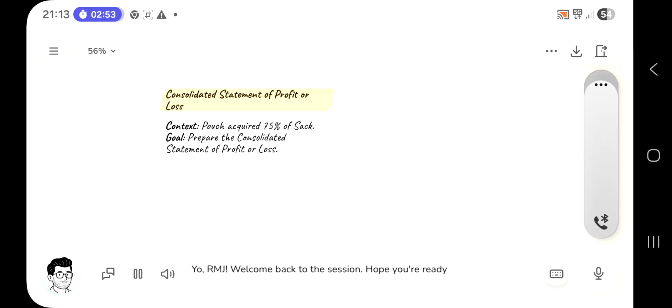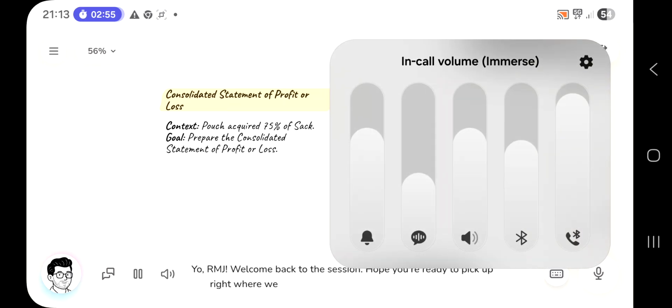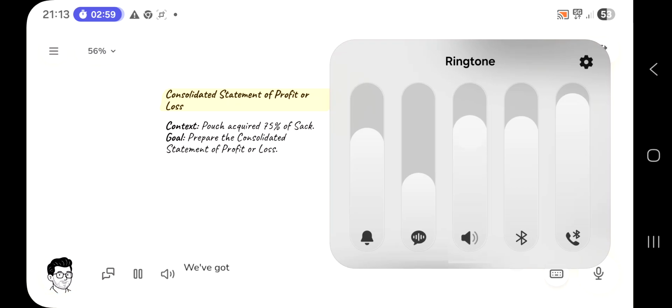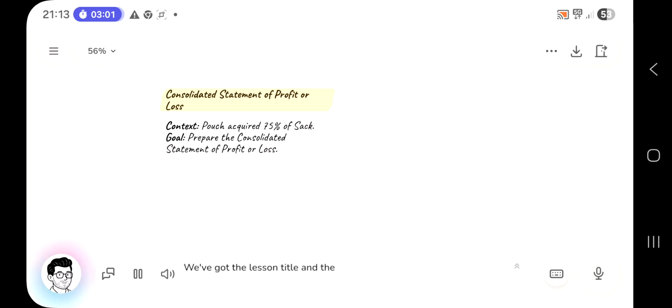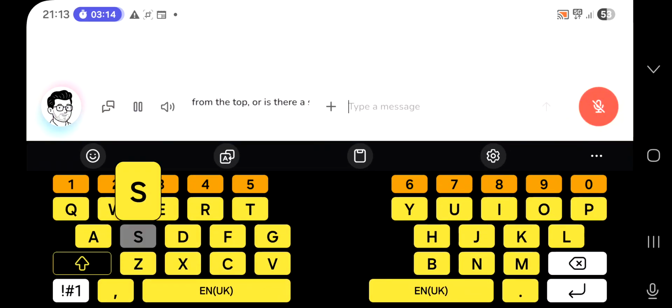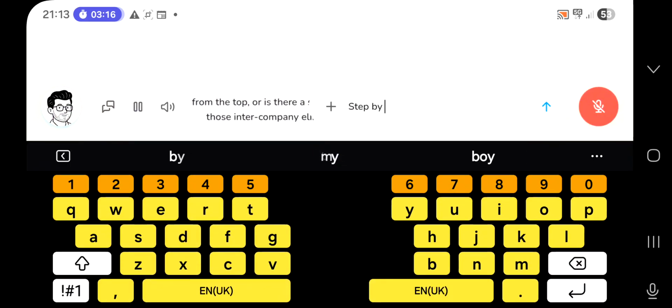Hope you're ready to pick up right where we left off with the Pouch group consolidation. We've got the lesson title and the basic goal on the board. Since you're looking to crush this homework, do you want to tackle this step by step from the top? Or is there a specific part of the consolidation, maybe intercompany eliminations, that you want to hit first?